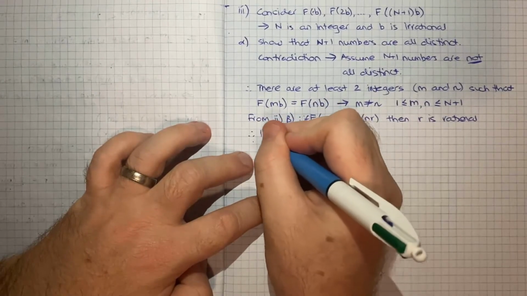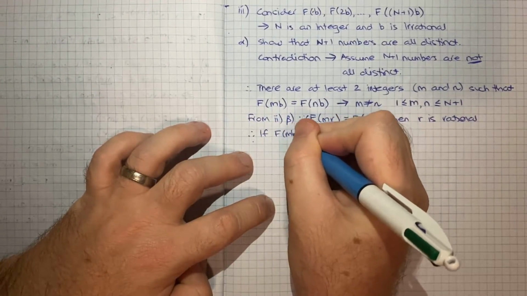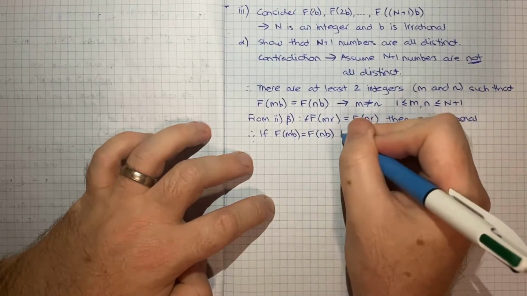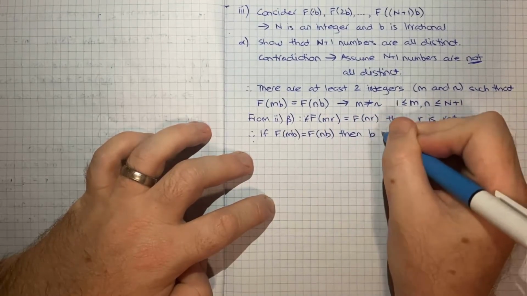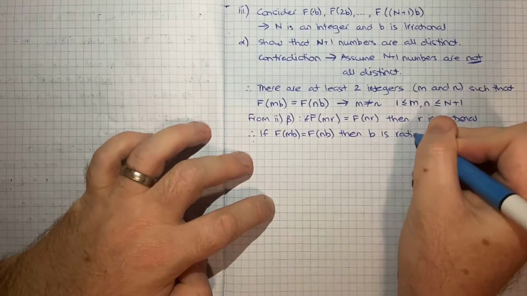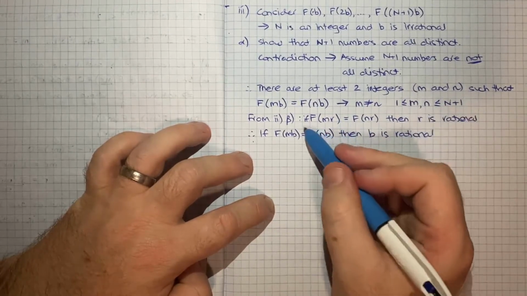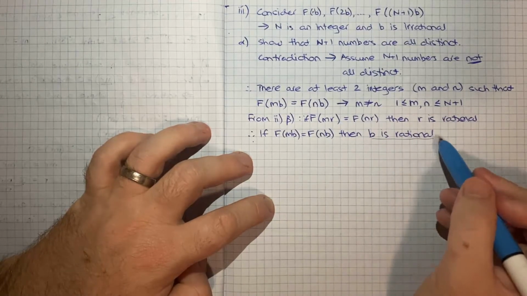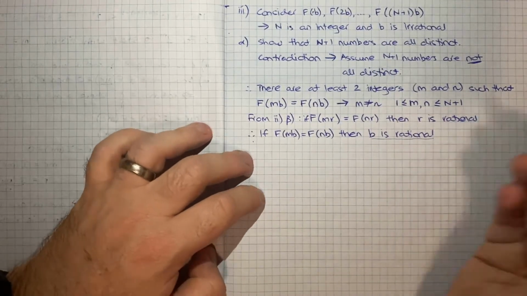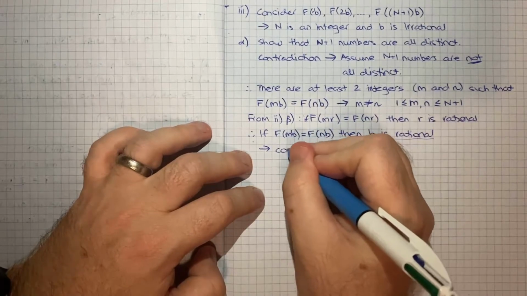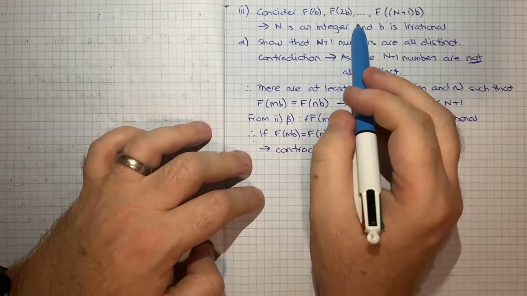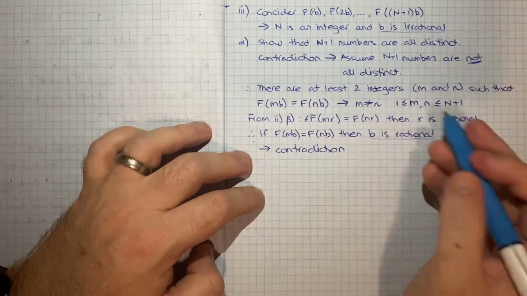Therefore, if f of mb is equal to f of nb, then b is rational, because all I've done there is replace r with b. So you can make the same conclusion. But that's our contradiction right there, because we're told in the question that b is irrational.